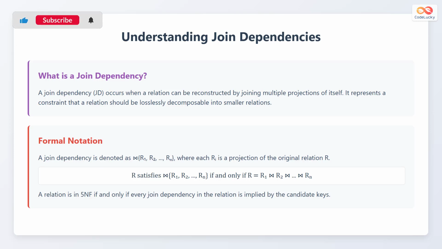A join dependency is denoted as join of R1, R2 up to Rn, where each Ri is a projection of the original relation R. R satisfies join of R1, R2 up to Rn, if and only if R equals R1 join R2 join up to Rn. A relation is in fifth normal form if and only if every join dependency in the relation is implied by the candidate keys.